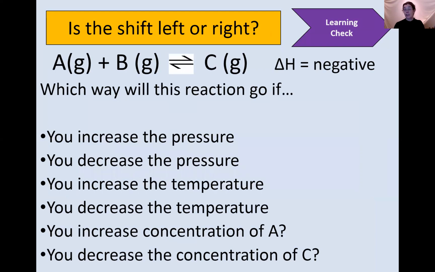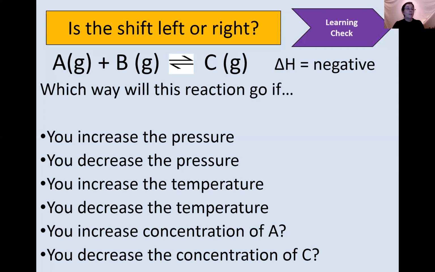Okay, so here's the learning check. You're going to have to pause the video, or you can answer along with me as I speak. I want to know, does it shift to the left or does it shift to the right? Which way will this dynamic equilibrium go? Just read the equation so that you know what's there. What will happen if you increase the pressure? Will it shift left or right? What will happen if you decrease the pressure? Will it shift left or right?